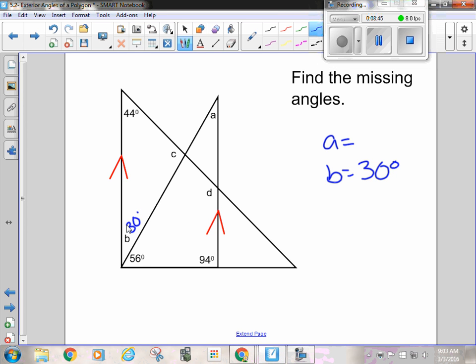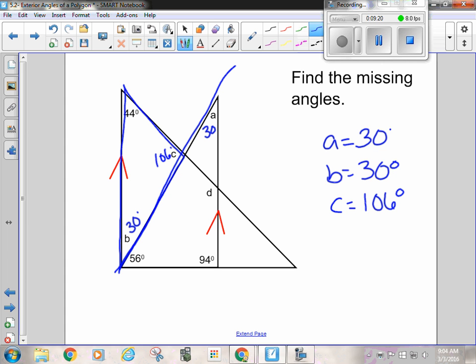So I'll put 30 degrees there. Now, I'm still looking at my parallel lines, and I see that I have the transversal that cuts through it, and I have alternate interior angles between A and B. So A is also 30 degrees. Now, I'm going to look over here, and I have a triangle, and I know 2 out of the 3 angles, so I can find angle C by taking 180 minus 44 and minus 30, and I find B to be 106 degrees. Or not B, C. C is 106 degrees.